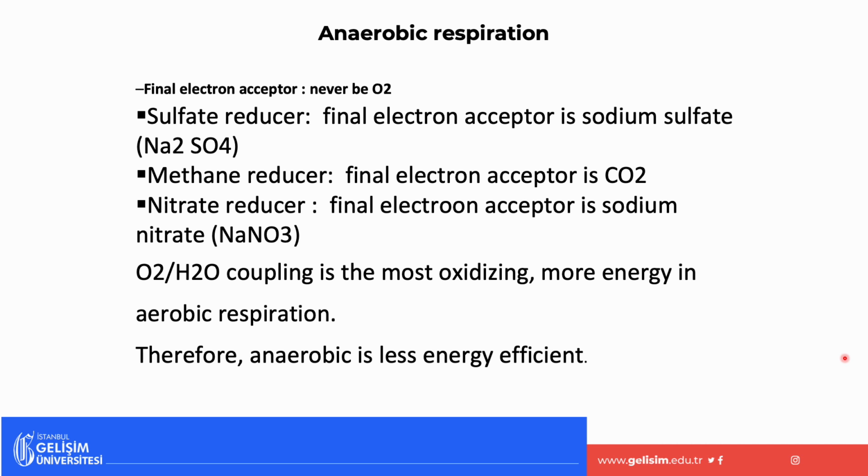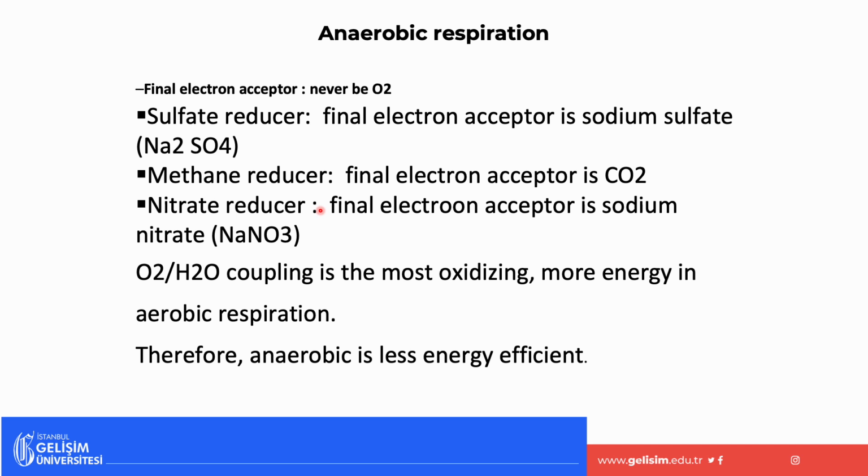So it could be a sulfate reducer. And these are bacteria that use sulfate, okay, that's what this is, sulfate, as their final electron acceptor in anaerobic respiration. Then there's the methane reducers. These are archaea that use carbon dioxide as their final electron acceptor in anaerobic respiration, producing methane in the process. There's also the nitrate reducers. These are bacteria that use nitrate as their final electron acceptor in anaerobic respiration.